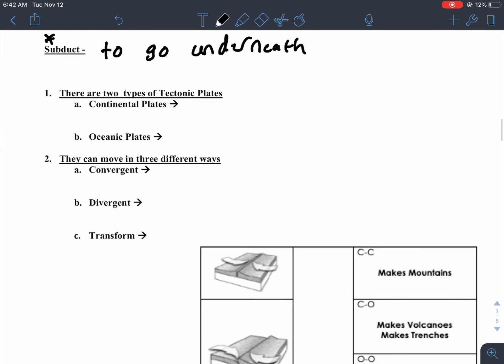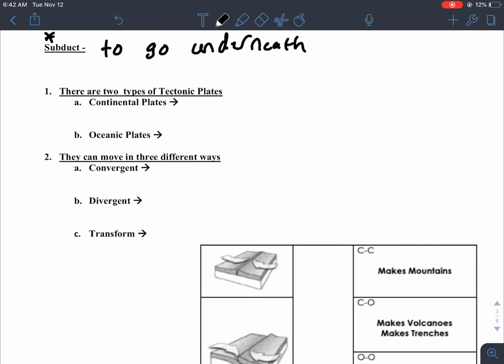There are 2 types of tectonic plates, continental and oceanic. I bet you can predict what these mean. I'm going to give you continental. Continental plates are plates made of land. Kind of fits with what we know continents are, right? Continents are made of land. Continental plates are plates that are made of land.